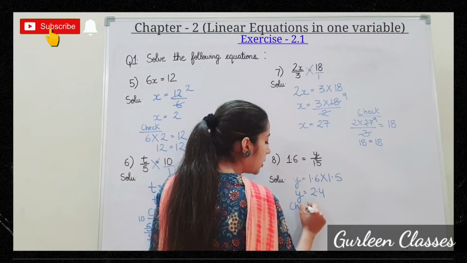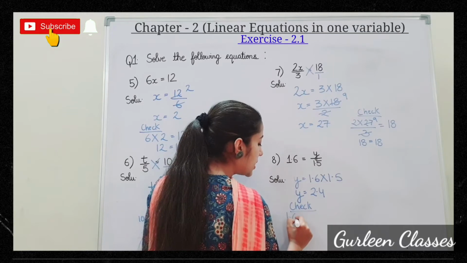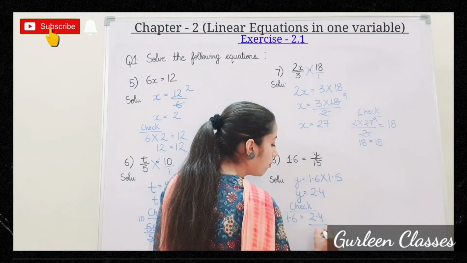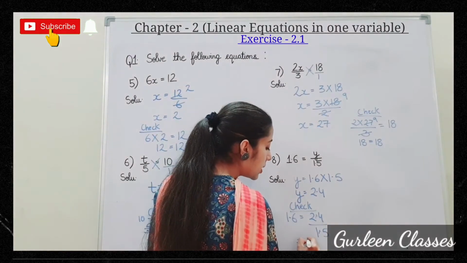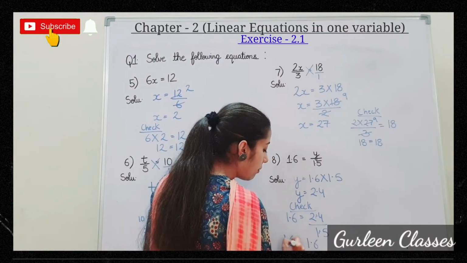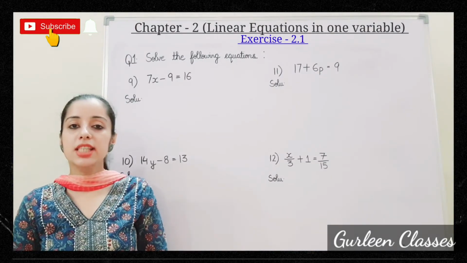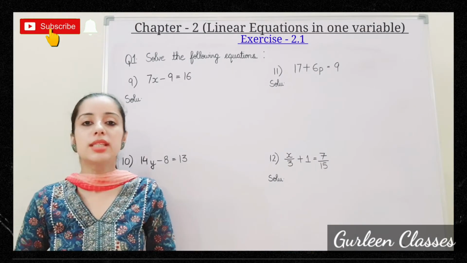So check. Substitute the value. 1.6 is equal to 2.4 upon 1.5. Point cancel. So it is coming 1.6 and 1.6. Hence verified.